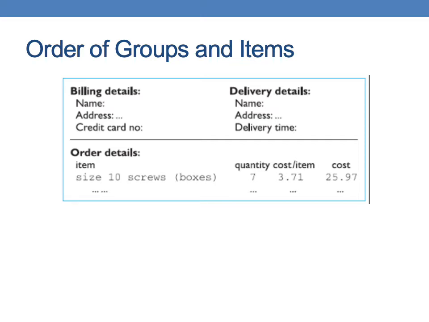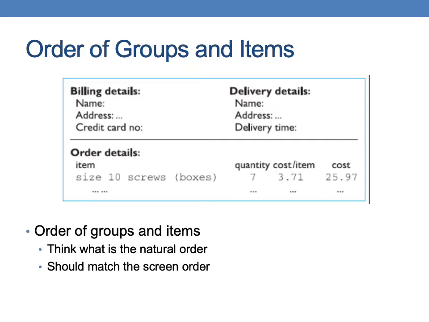Is this the right order? In general, we need to think, what is the natural order for the user? They should normally match the order on screen. For data entry forms or dialog boxes, we should also set up the order in which the tab key moves between fields. Occasionally, we may also want to force a particular order. For example, we may want to be sure that we do not forget the credit card details.